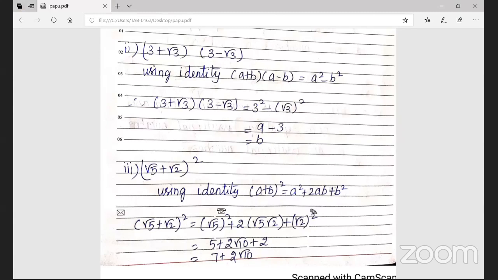Okay, A square minus B square formula. A plus B, A minus B. Very good. A plus B into A minus B. Yeah, very good, Kishore.